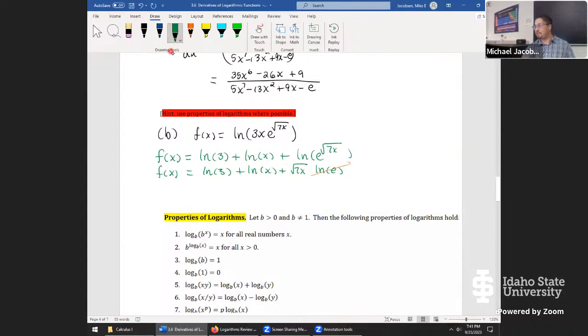Let me just write it down one more time. F of x is natural log 3 plus the natural log of x plus the root of 7x. So this one would have been a chain rule into a product rule into a chain rule. We've reduced that to the sum rule and one chain rule situation. That's not too bad. Any questions at all, folks, before we now differentiate the thing?